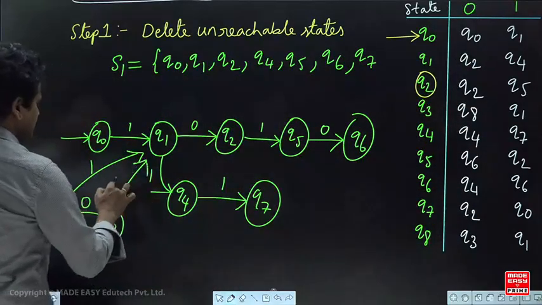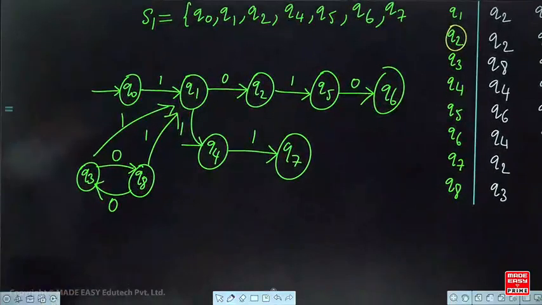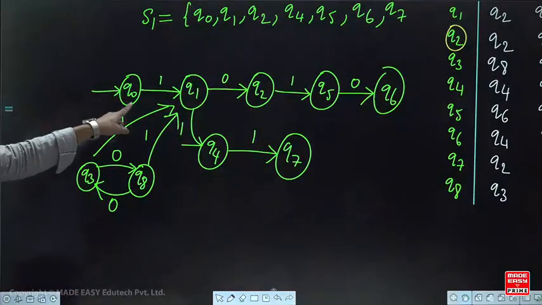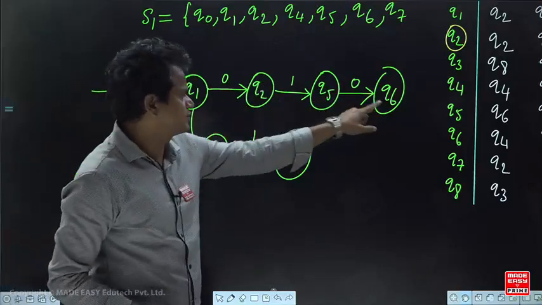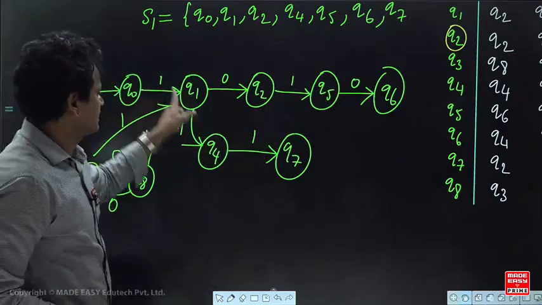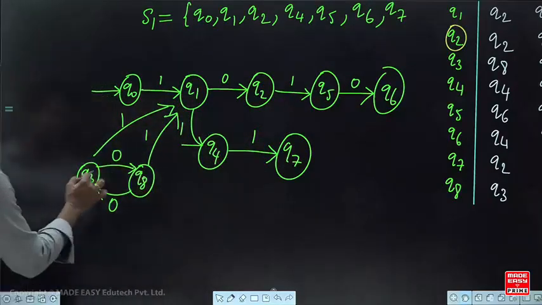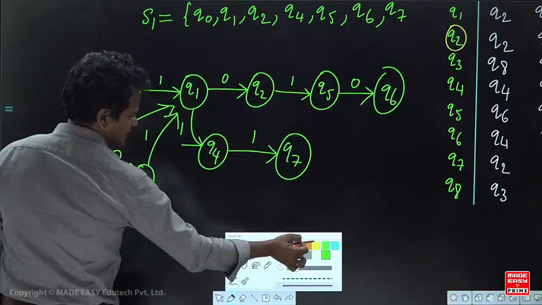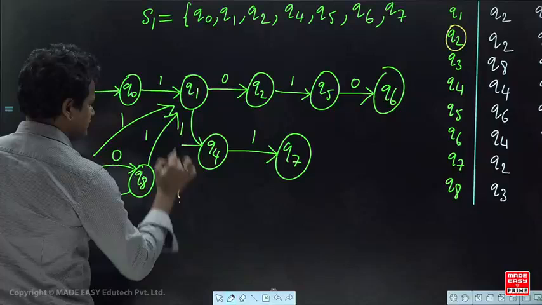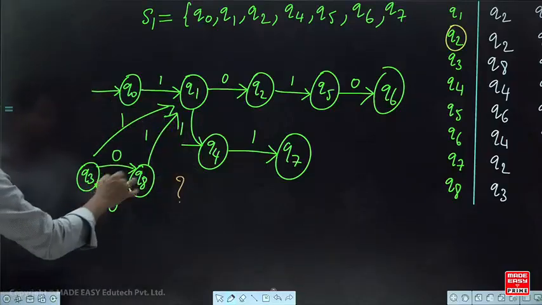Now tell me guys, from initial I can reach Q1, I can reach Q2, I can reach Q5, Q6, I can reach Q4, I can reach Q7. But how can you reach Q3 and Q8? Are you following? Is there any path from Q0 to Q3 and Q8?